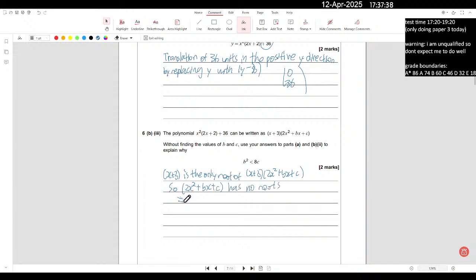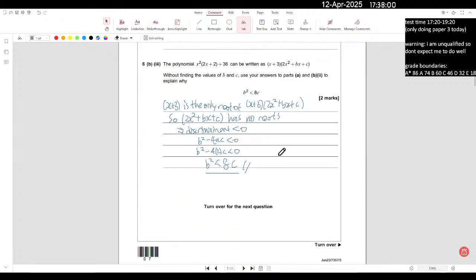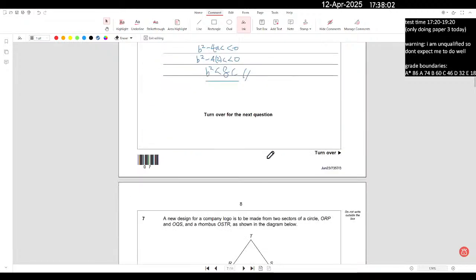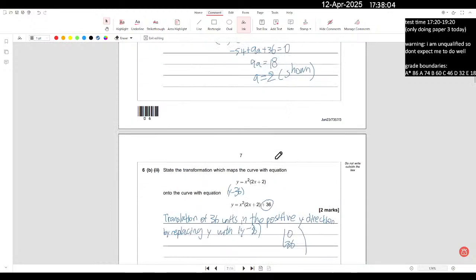meaning the discriminant is less than 0. So b squared minus 4ac less than 0. In this case, a is already given, it's 2. So b squared is less than ac. I think that's how to do it.